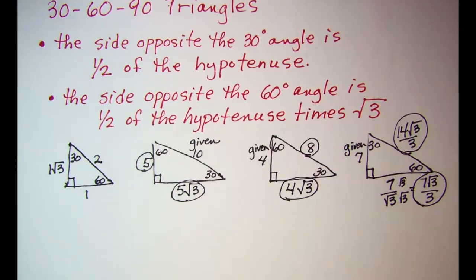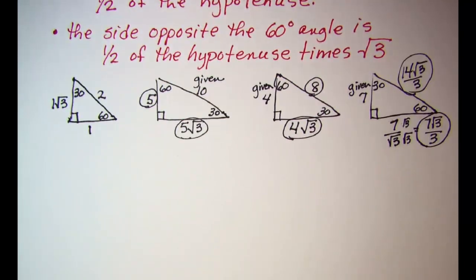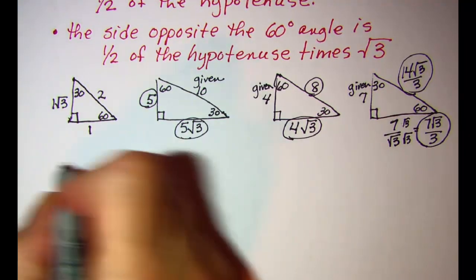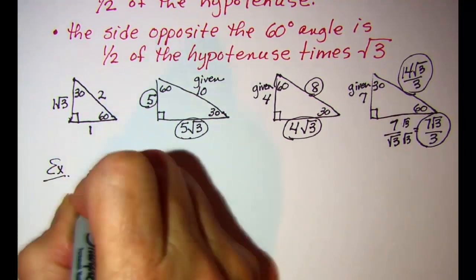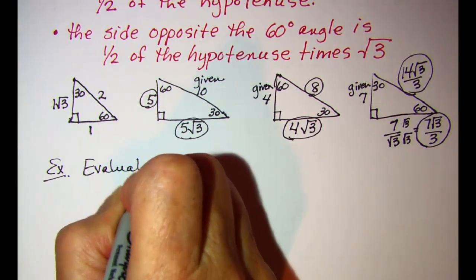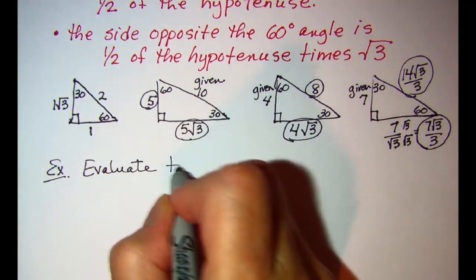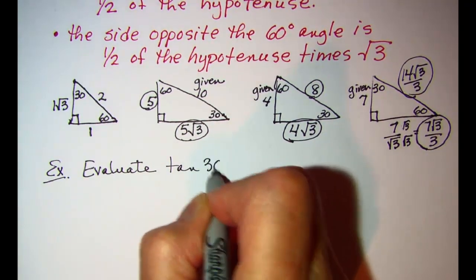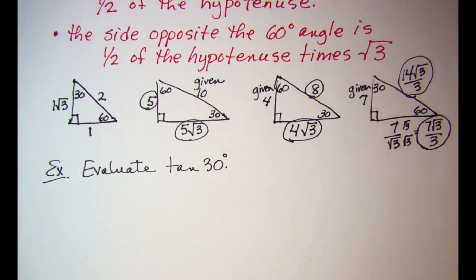Now let's use these relationships to do a little trig. If I asked you to evaluate the tangent of 30 degrees. Now we can do this without a calculator.